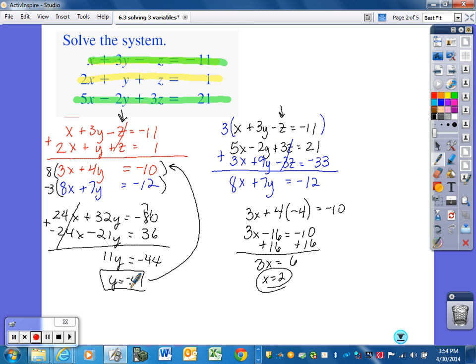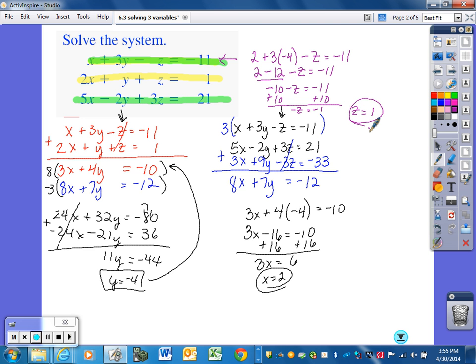I have x, I have y, now I need z. And I'm such a creature of habit that I'm just going to pick the first equation and substitute x and y in there. So x, which is 2, plus 3y, which is negative 4, minus z equals negative 11. That's 2 minus 12 minus z equals negative 11. Negative 10 minus z equals negative 11. Add 10. Negative z equals negative 1. So positive z equals 1. So instead of an ordered pair, I'm going to write it as an ordered triple in alphabetical order. x was 2, y was negative 4, and z was 1.